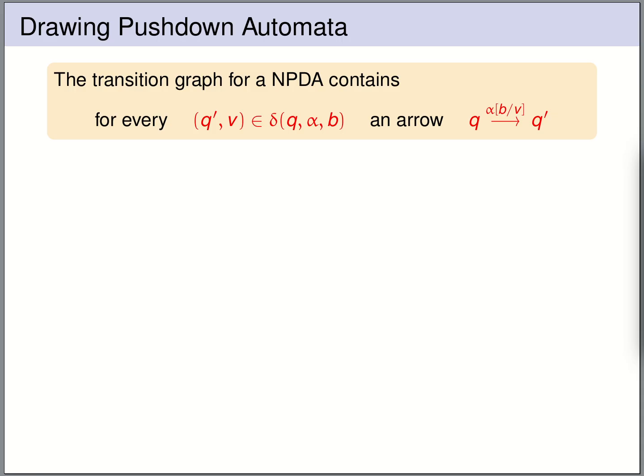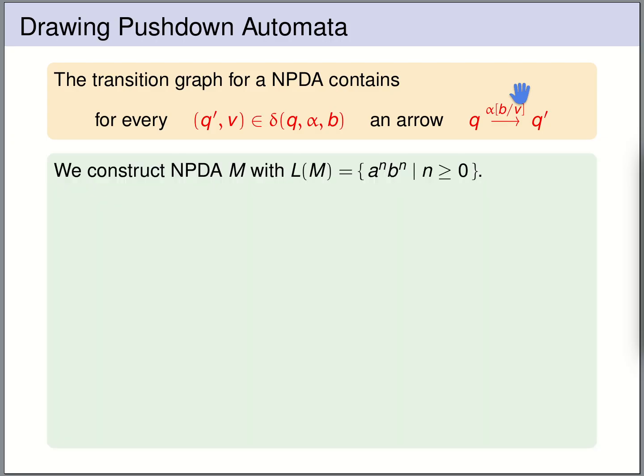We want to draw our pushdown automata also nicely visual as transition graphs, just as we have done for finite automata. So now in the transition graphs we will write arrows of this form. So we have an arrow from a state Q to Q' with this label. So the label is alpha and then in brackets B/V. This means if our input is alpha and on the top of the stack we have B, then we can take this transition. And in this transition, the state switches from Q to Q', and on the stack we are going to replace B by V.